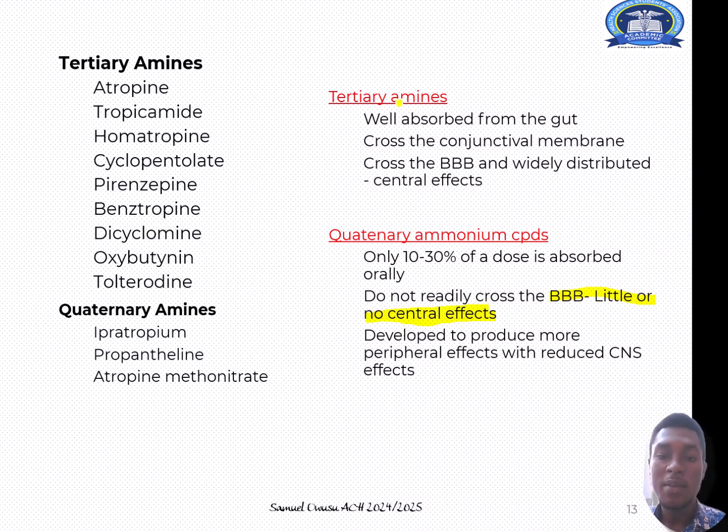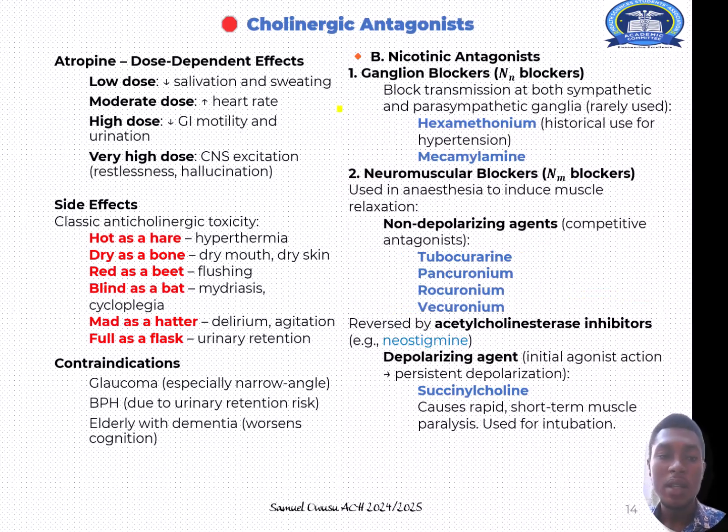The tertiary amines are well absorbed from the GIT, and they cross the conjunctival membrane, and they can also cross the blood-brain barrier. So anything tertiary is able to cross the blood-brain barrier. Quaternaries do not cross the blood-brain barrier. You want to remember this for the exams. Okay, still on the antagonists, the main agent we are talking about is atropine.